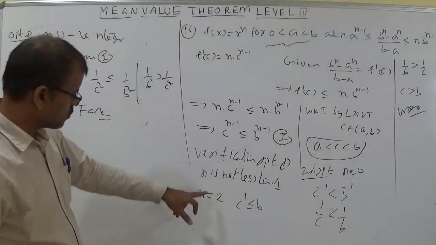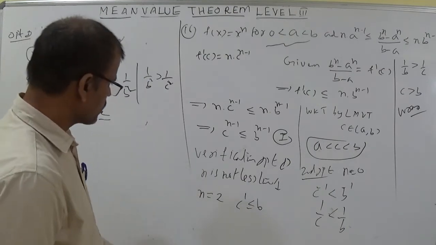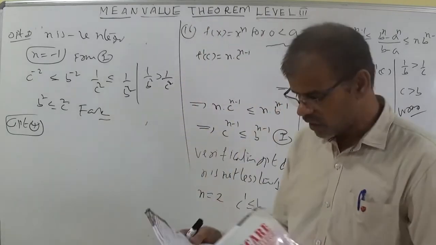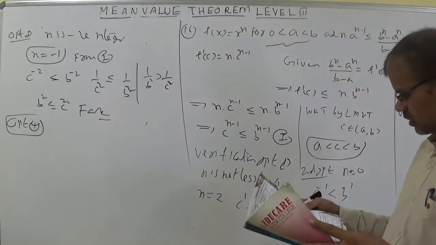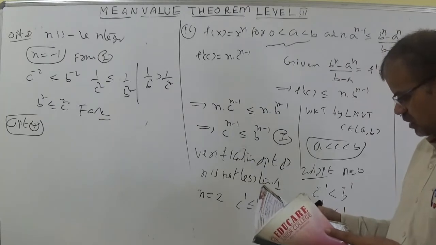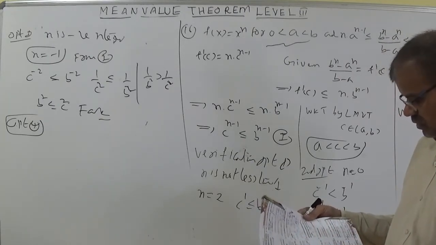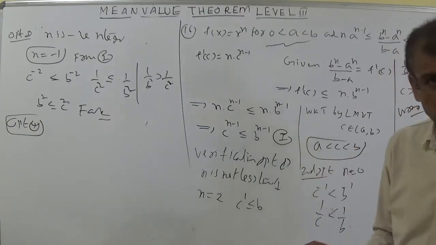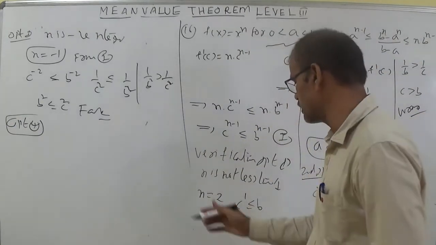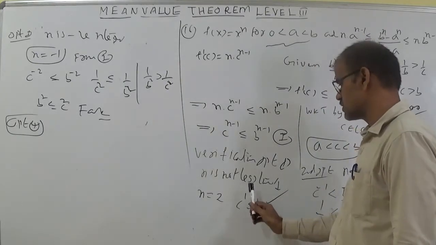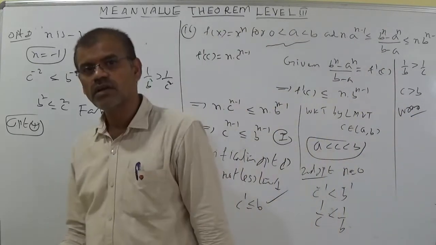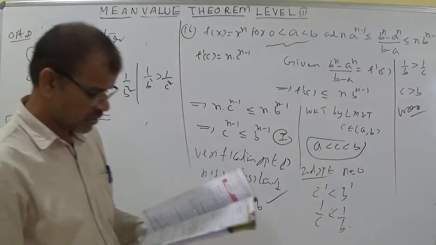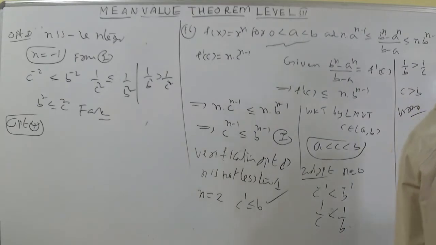Option 4 is given: n is positive. I have taken n is equal to 2. So the first option once again we should verify: not less than 1. What is the difference between not less than 1 and n is positive? n may be between 0 and 1, like 0.5. Even though it is positive, students, the condition not less than 1 should be satisfied 100%. So the first option is verified.